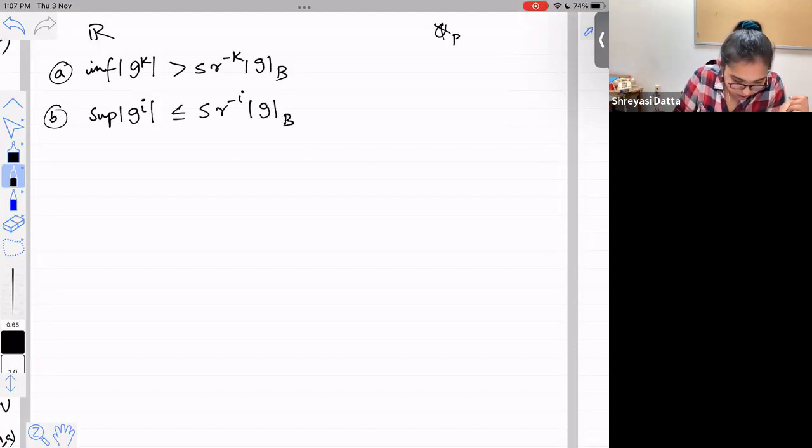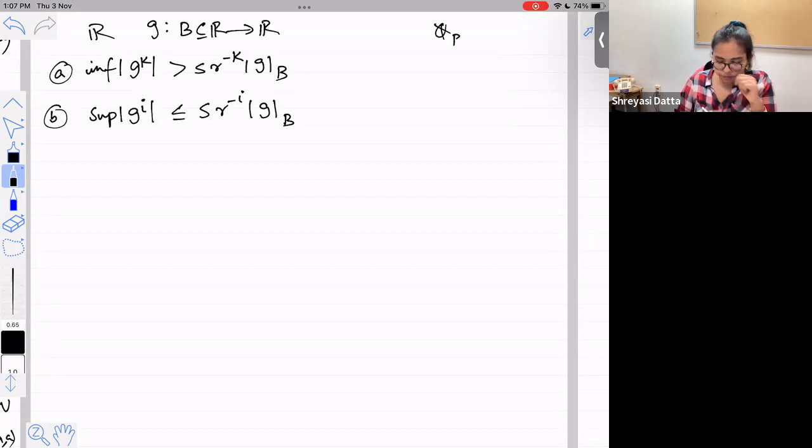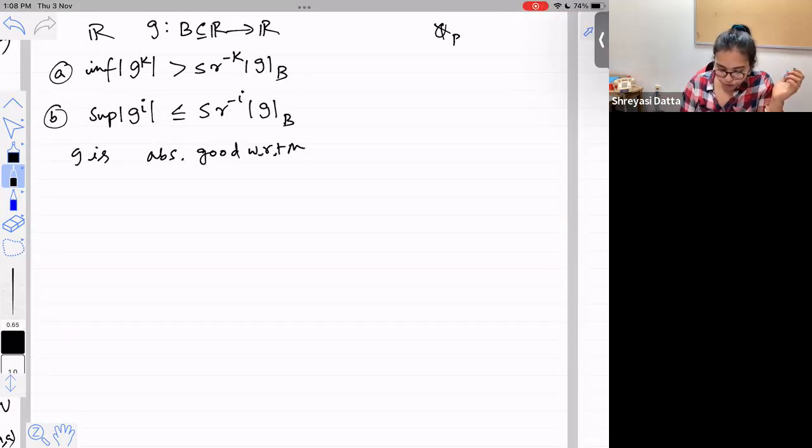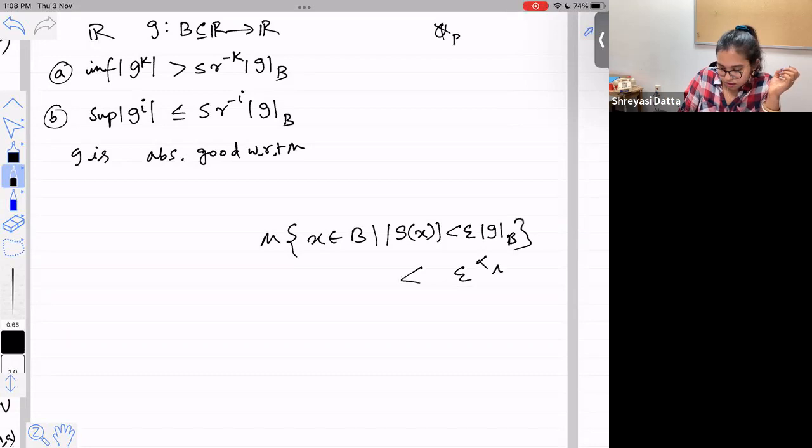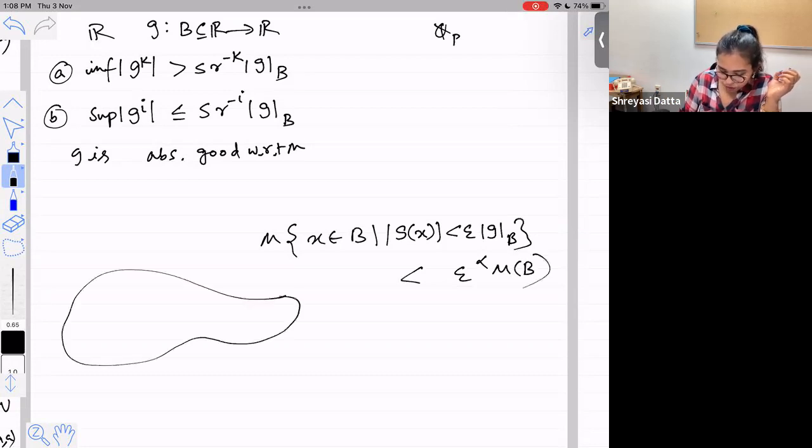So if you have G, a continuous function, a C^k function, in fact a C^(k+1) function, such that these two conditions are satisfied and mu is absolutely friendly, then you can say that G is absolutely good with respect to mu. Okay, so what is the idea of the proof? You want to show that the set of x in P such that G of x is less than epsilon is small.